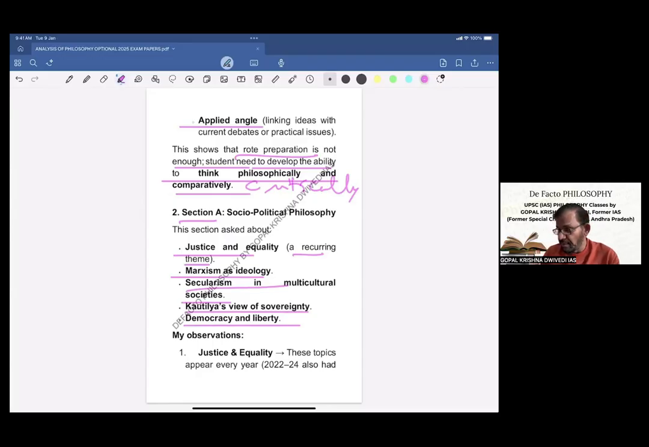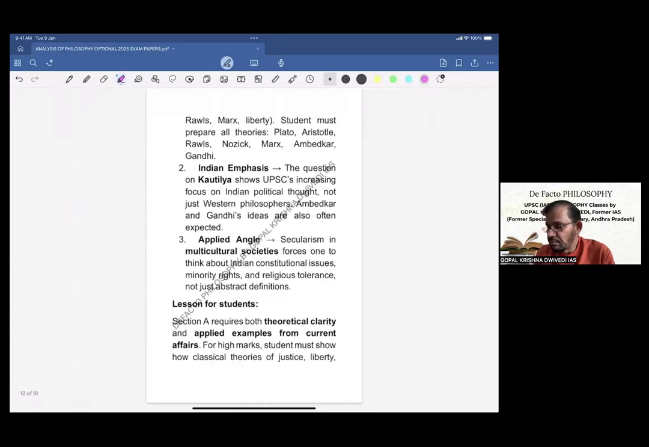So if you see justice and equality, these topics appear every year. If you see 2022, 23, 24, 25, every year this topic has appeared. This includes Rawls, Marx, liberty. Students must prepare all theories: Plato, Aristotle, Rawls, Nozick, Marx, Ambedkar, and Gandhi.